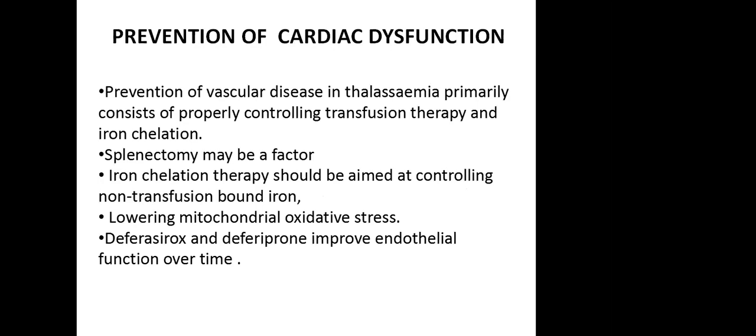It could be early prevention. Prevention of vascular disease in thalassemia primarily consists of properly controlled transfusion therapy and iron chelation. Iron chelation therapy should be aimed at controlling non-transferrin-bound iron and lowering mitochondrial oxidative stress, and deferoxamine and chelation improve endothelial function over time.